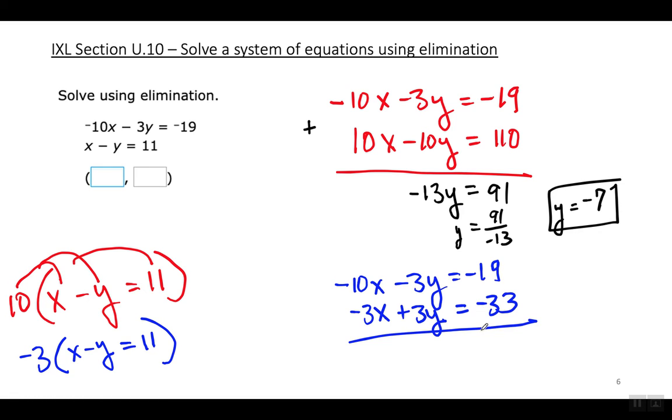Again, if I would have done it this way, you end up getting the same answers in the end. Okay. All right. So y equals negative 7. And now I'm going to substitute that value in one of the two equations for y to solve for x. I'm going to put it in the bottom of the equation because it looks simpler.